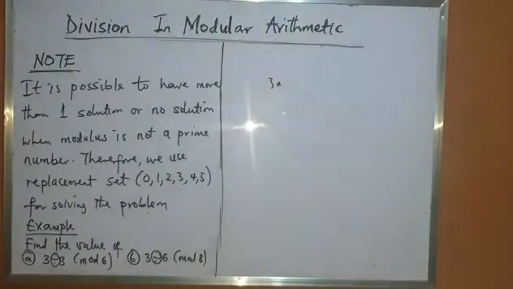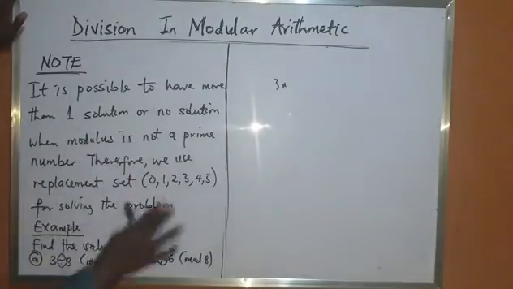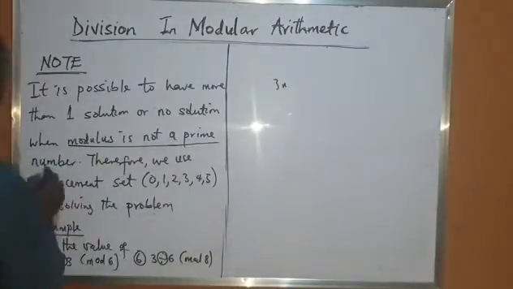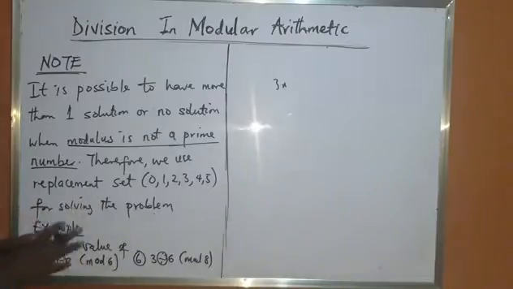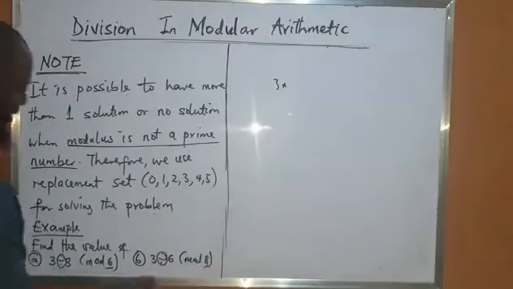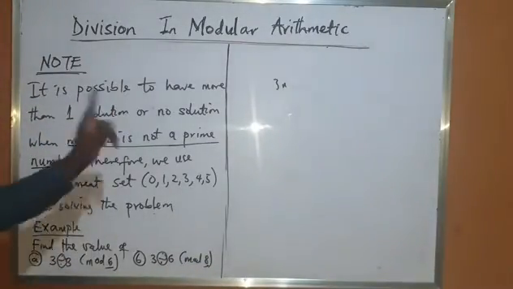All right, so this is very important. We take note of this. It is possible to have more than one solution or no solution at all when the modulus is not a prime number. If you look at the ones we've been doing, most of them are prime numbers. We talk about mod 5, mod 3, mod 2, and so on. But if we now have a non-prime number, such as 6 or 8, it's possible you have more than one solution or you have no solution.